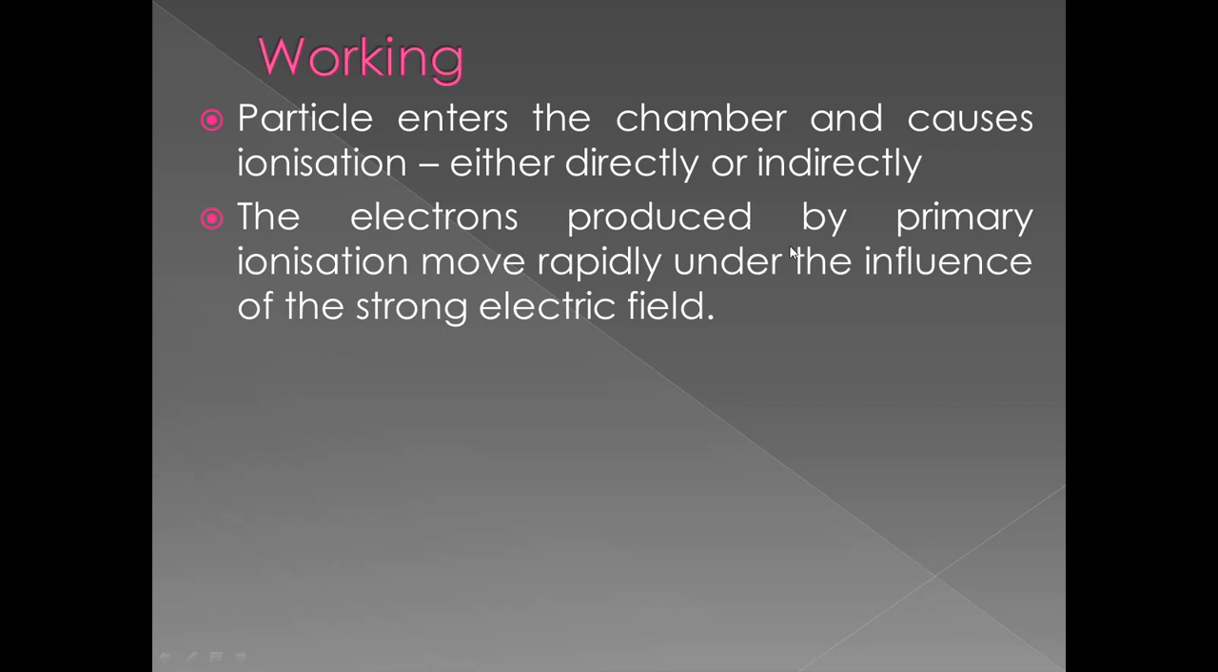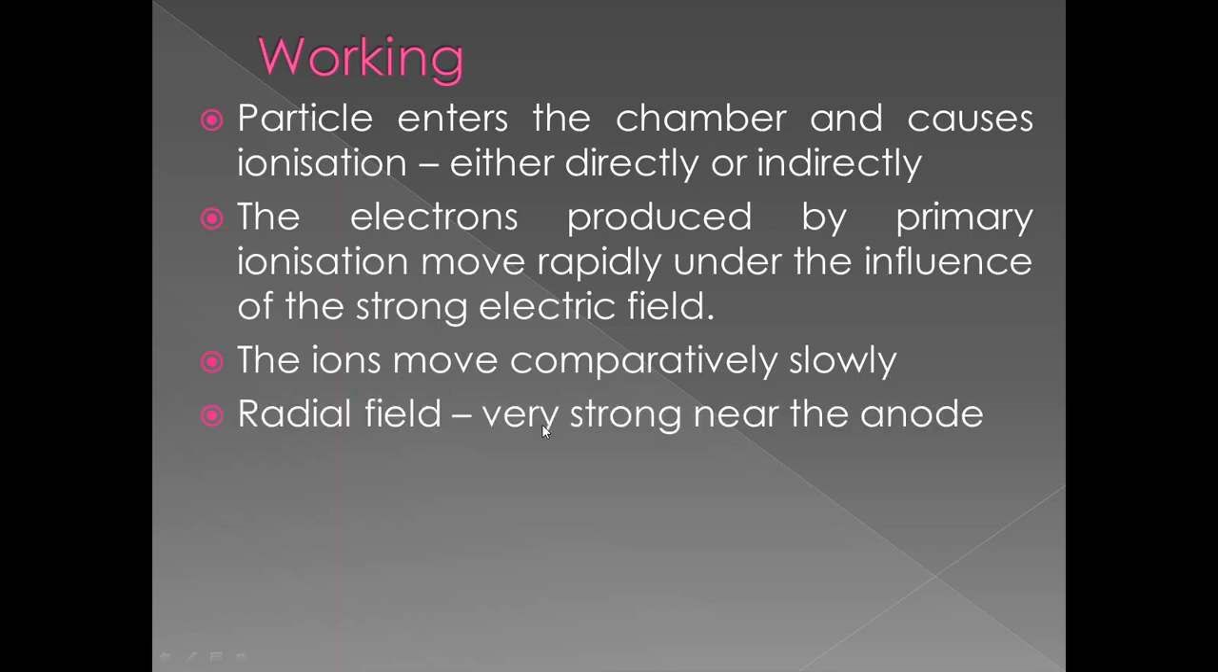The electrons produced by primary ionization, as we talked about, move rapidly under the influence of the strong electric field. So as a result of the ionization, positive ions and free electrons are produced. Now, the ions being comparatively massive compared to the electrons, they move slowly compared to the electrons.